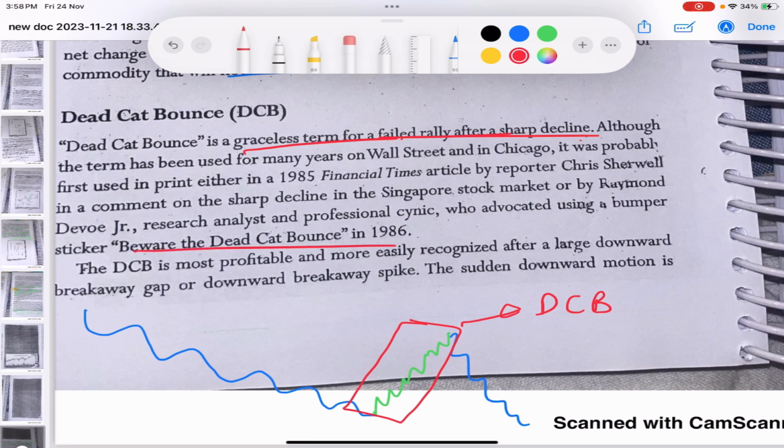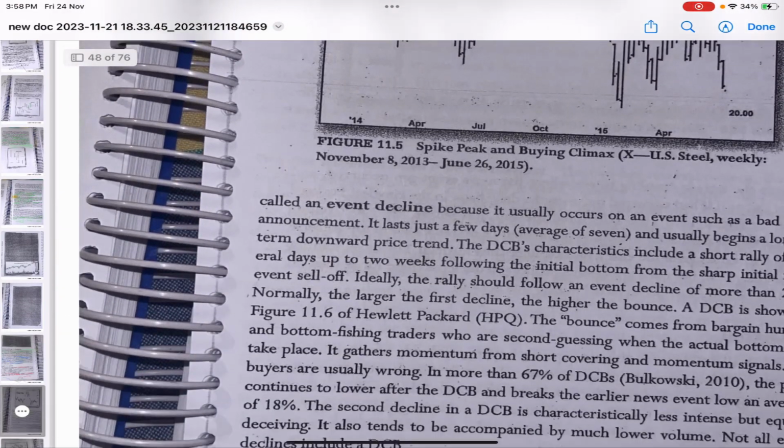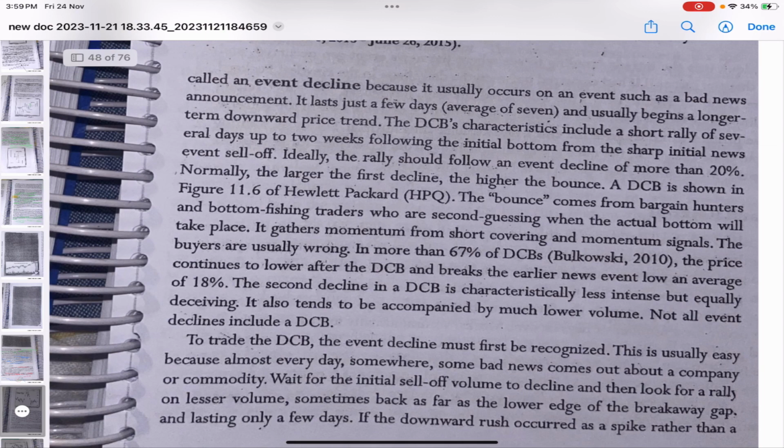The DCB is most profitable or more easily recognized after a large downward breakaway gap or downward breakaway spike. The sudden downward motion is called an event decline because it usually comes on an event such as a bad news announcement, and obviously the market players are reacting to the news which has come in the market.